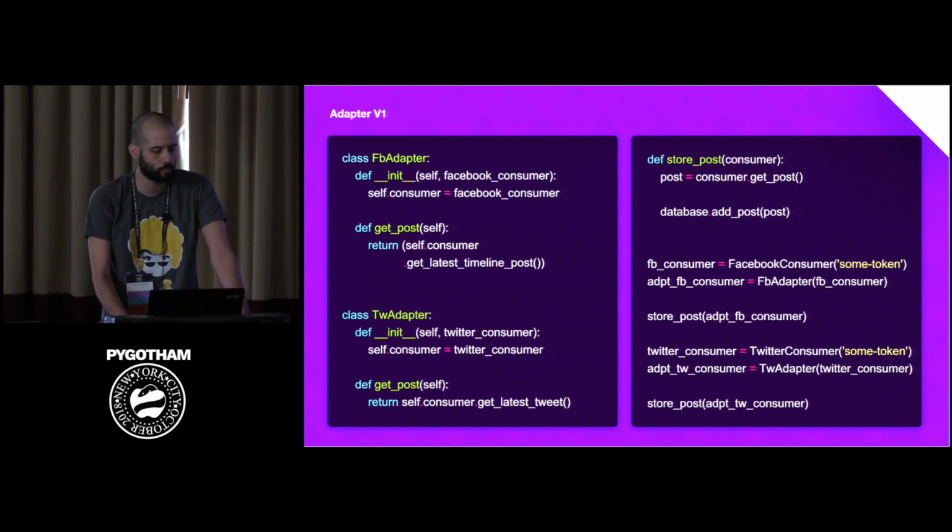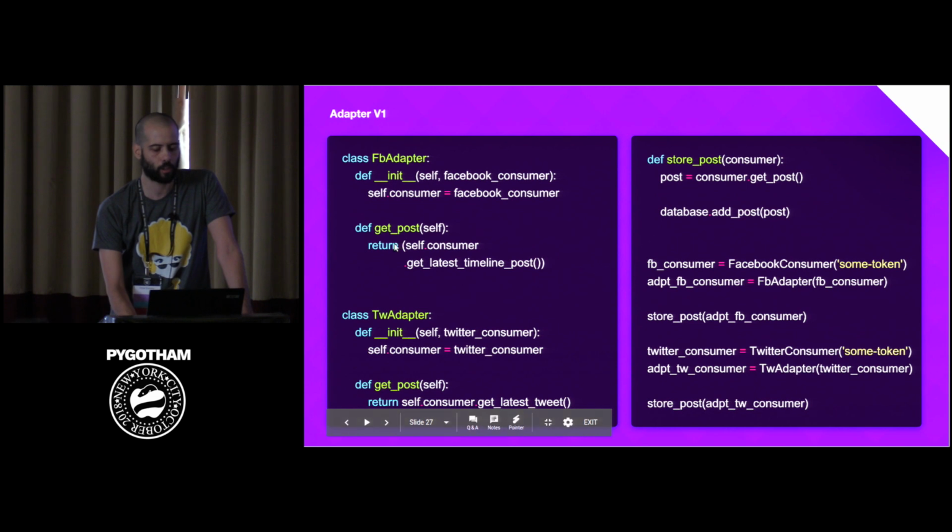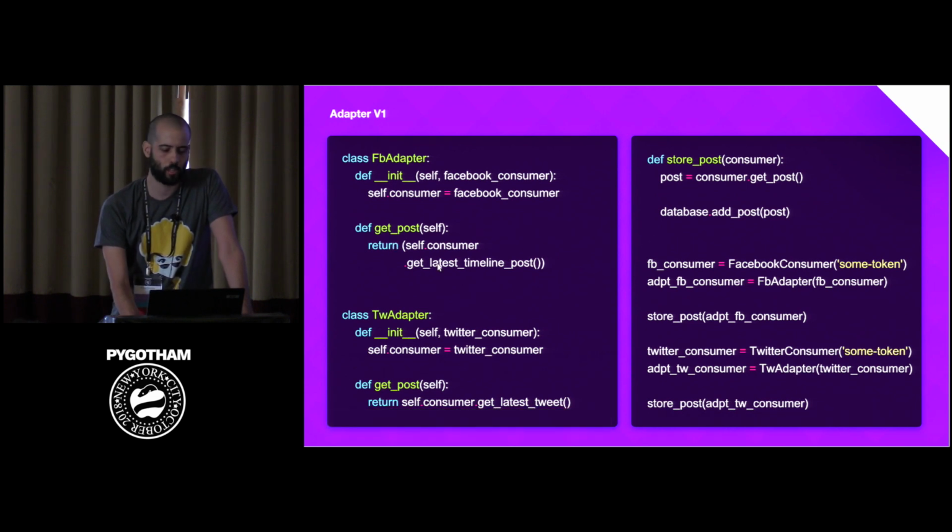They both receive a consumer object, right? And they both have a method called getPost. Each one will call the corresponding method in the corresponding client. And now we can have a single store post function. And done. I mean, we are reusing more code now. It should be better for our code base, more extensible.